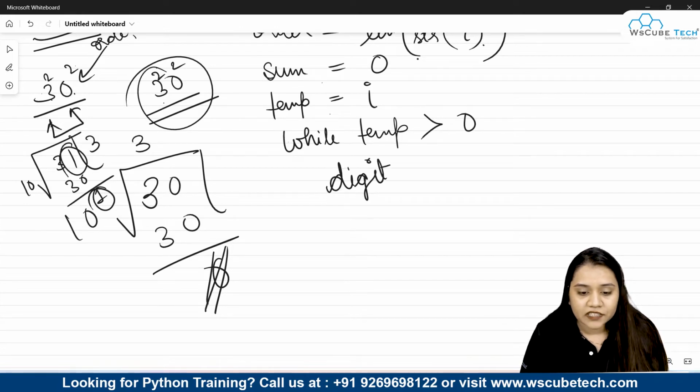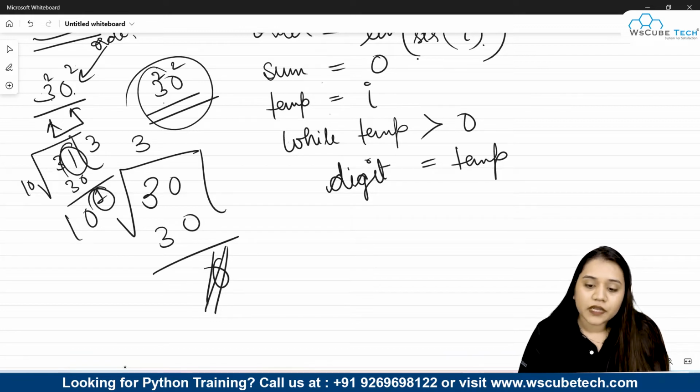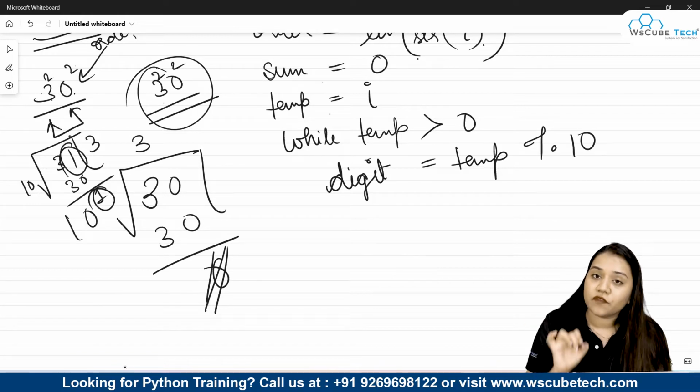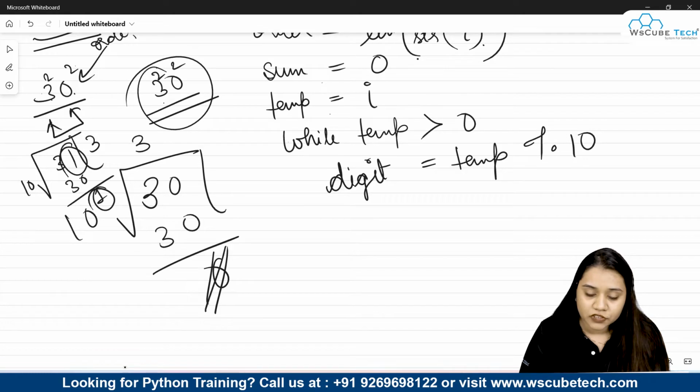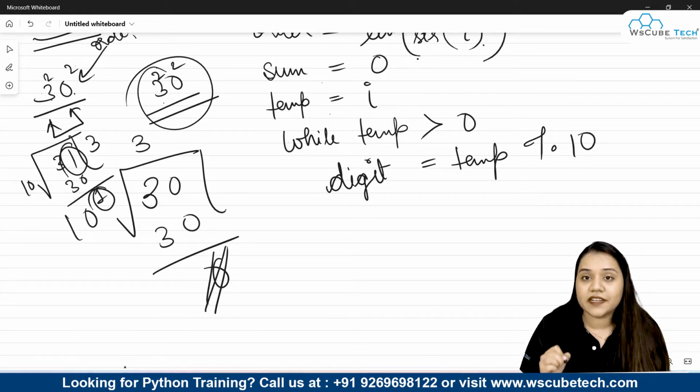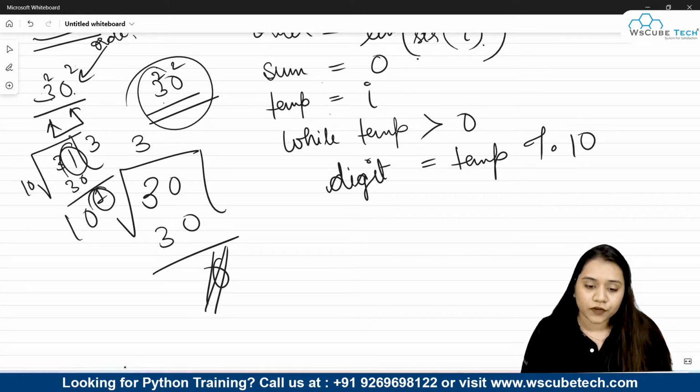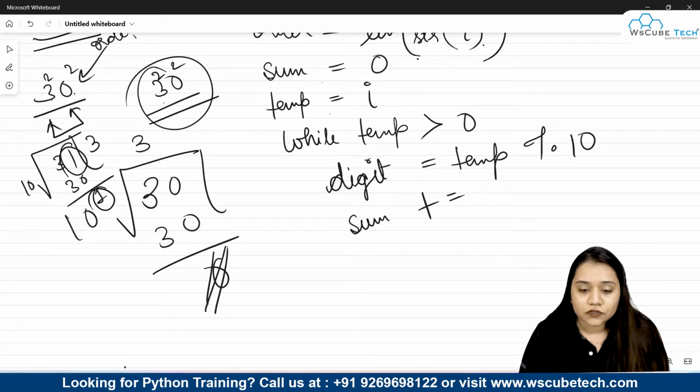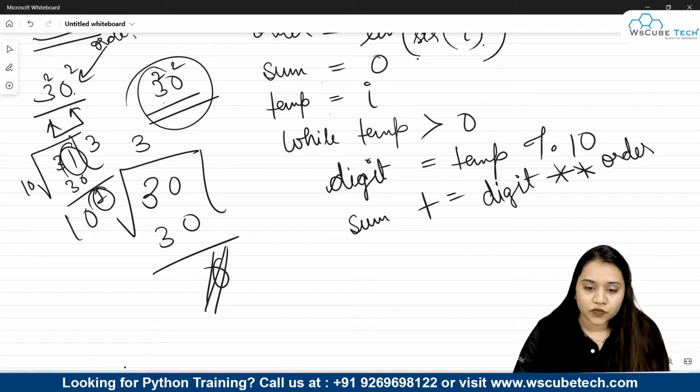For that we will write digit is equal to temporary, because the number is inside the temporary variable, modulo 10. So when temporary is divided by 10, whatever remainder we get, that will be the digit. This digit will be added inside the sum with the order of it. So we will write sum plus equals digit raised to the power order. Suppose if it is 1, then 1 raised to the power order. This will be our sum.